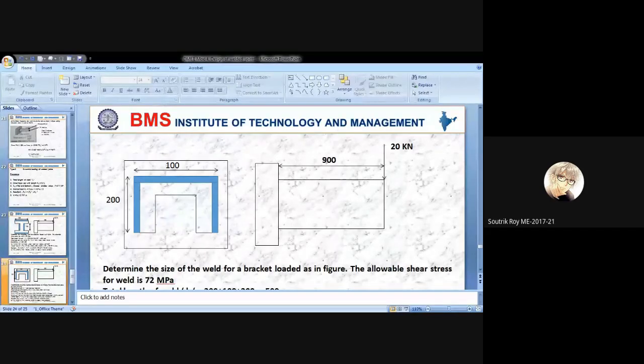Sautrik Roy? Present, sir. 1755. Sautrik Roy, 17? 1755, sir. Okay. Srivatsan? Present, sir. 1756. Yeah, got it. Tarun Pachori, 60, correct? Yes, sir. Vinay J? Present, sir. 61, okay. I think that's it.